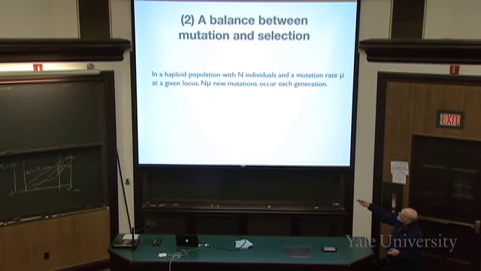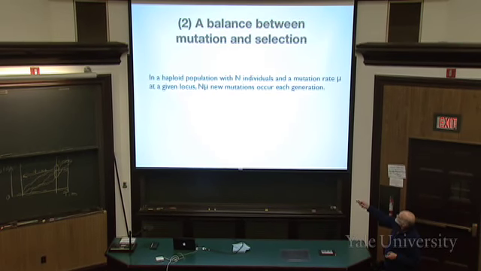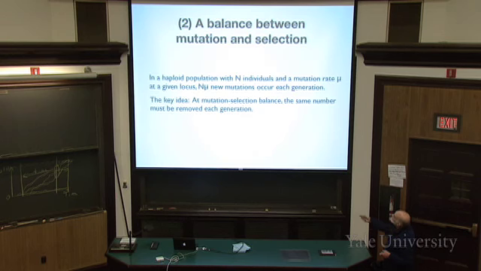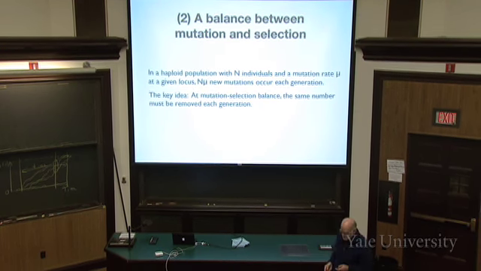So if we have a haploid population with n individuals, and we have a mutation rate mu, we're getting n mu new mutations each generation. The key idea is that if there is a mutation selection balance, then the number going in equals the number going out. That's what would keep this mechanism balancing the amount of genetic variation in the population.